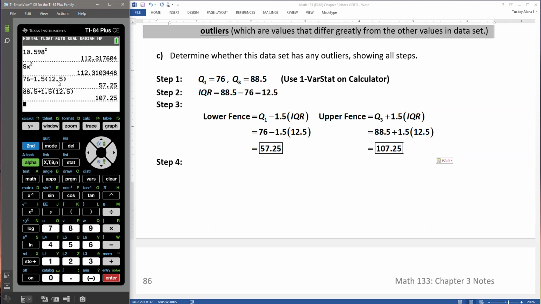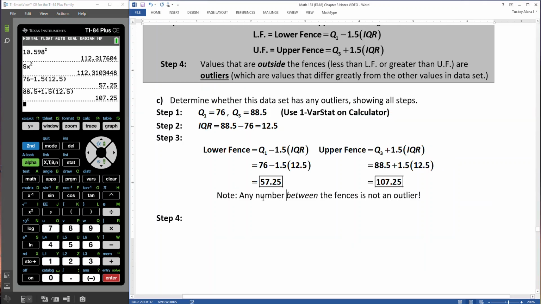So those are your fences, right? Anything in between those numbers, not an outlier. Anything outside of those numbers, outlier. I just put that in there to remind you. The fences themselves do not have to be part of the data set. You're just saying, hey, this is the normal zone. Anything in here is fine, but anything out of here is an outlier, a weirdo, and we want to make a note of it.